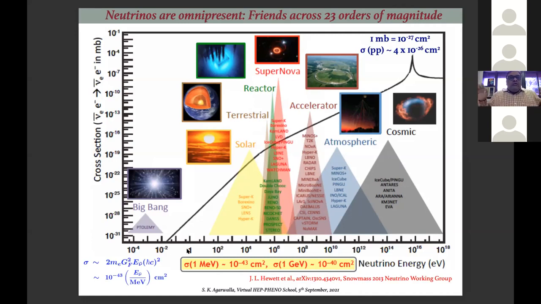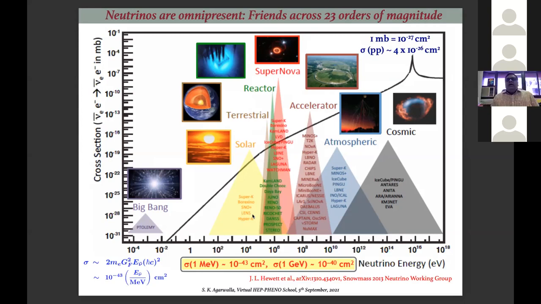So I don't want to tell you this. We all know that neutrinos are omnipresent, and we have been able to detect neutrinos from all possible these sources. And in this triangle, you can see the names of the experiments mentioned. Some of the experiments are future, some are past, and some are taking data now. So they all have a role when we say that we have detected neutrinos from these sources.